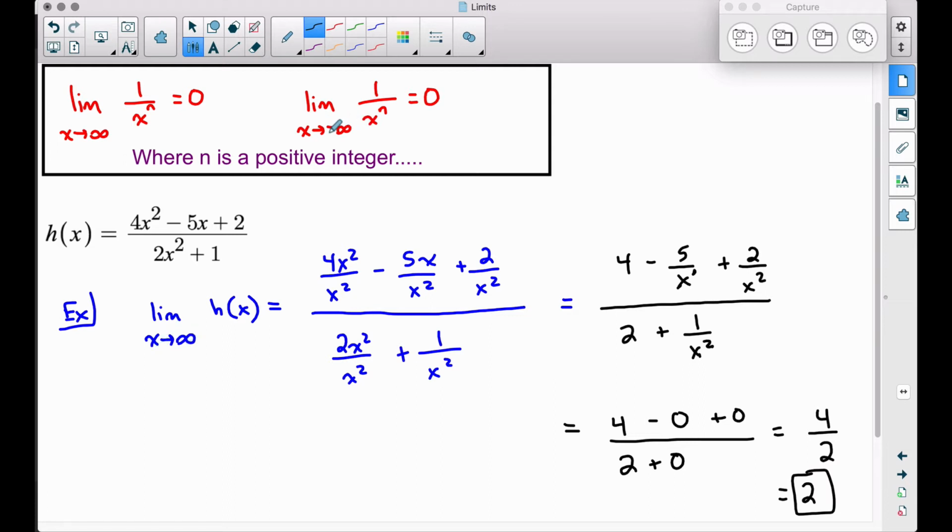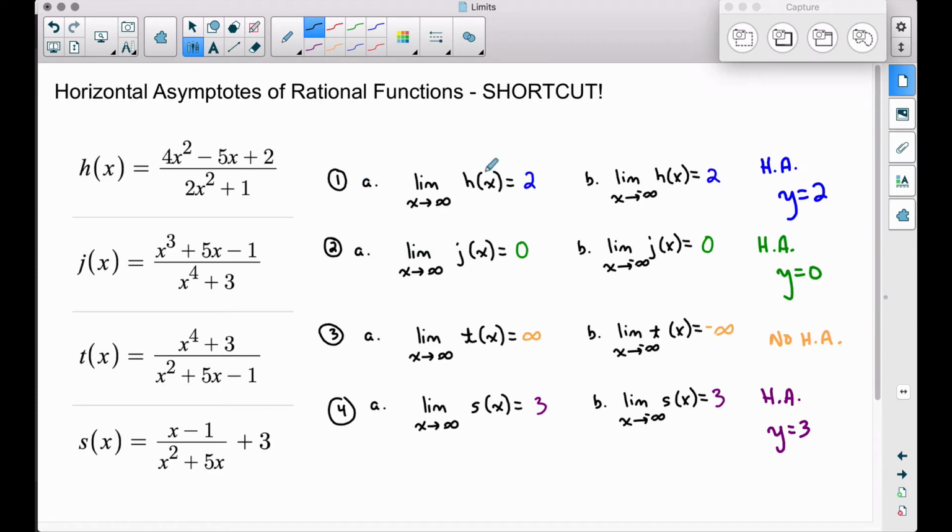Well, it turns out the same thing is going to happen if we let x approach negative infinity. So if we go back now and look at the shortcut video or the highlights from the shortcut video, we did say the limit was 2. We saw the shortcuts there, and the shortcut here is this. If the degrees match up, you just use the ratio of the leading coefficients. 4 divided by 2 is 2.